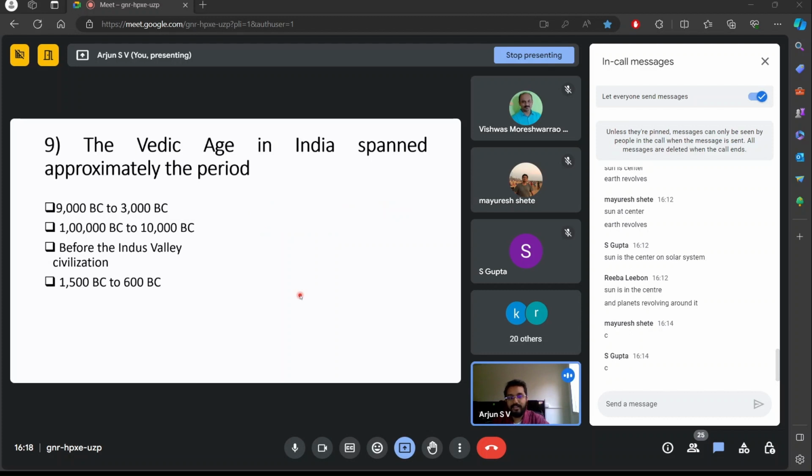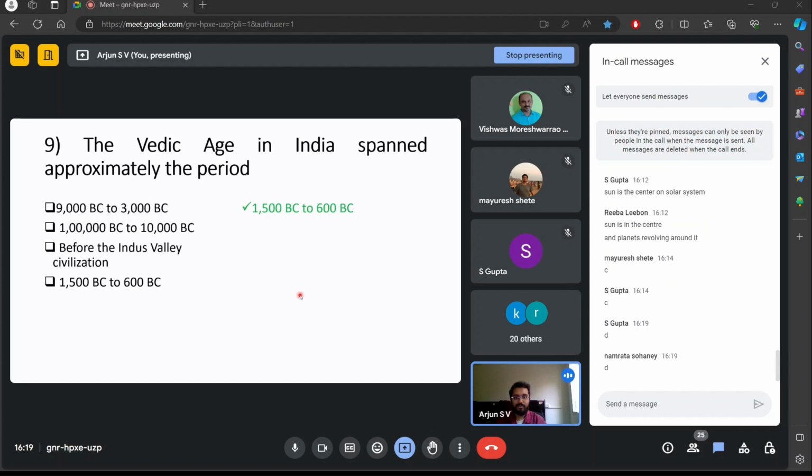I think it is a very factual question. The Vedic age in India spanned approximately the period... This one is a pretty simple answer. Yes, every one of you is correct. The option is D, 1500 BC to 600 BC, although they are just framing this as the Vedic age.